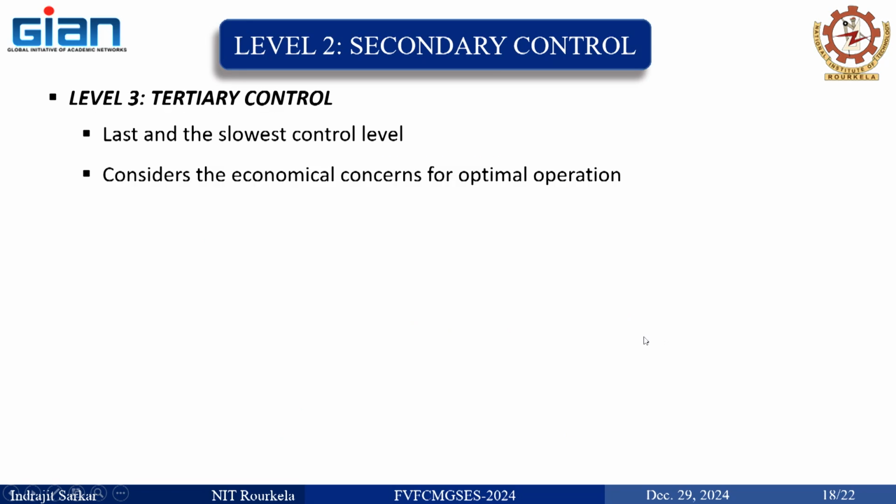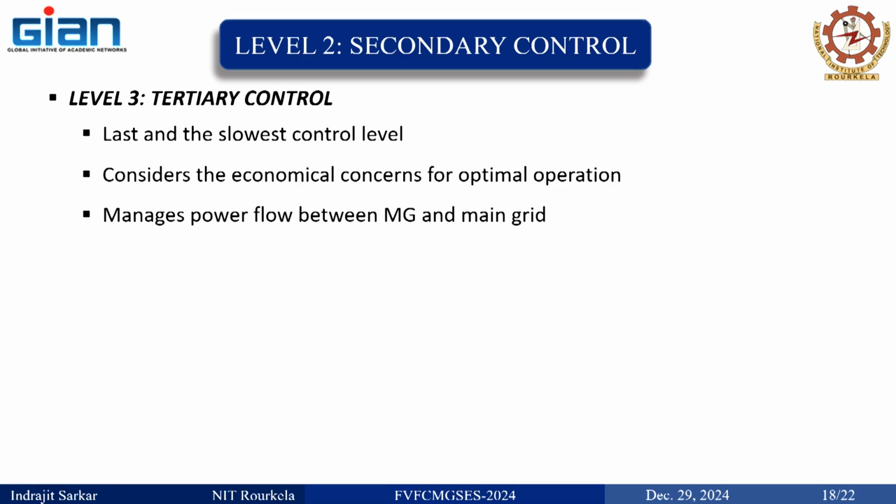Now, tertiary control is the last and the slowest control level. It considers the economic concerns for optimal operation. Actually, tertiary control is the main supervisory control. It looks at everything down the line as a black box. It will see only how much power it is delivering to the grid, or how much power exchange there is between the grid and the black box. Based on its optimal and economical concern, it will see whether it should take or give this much power. Accordingly, it will set the references and pass them to level 2.